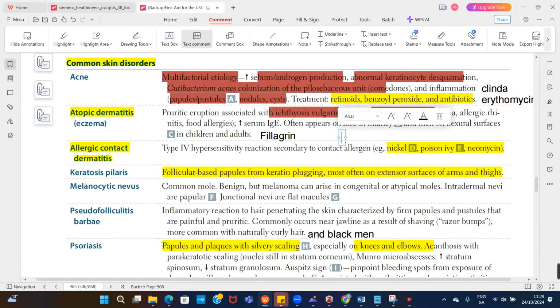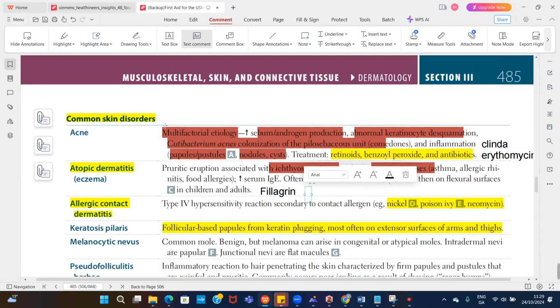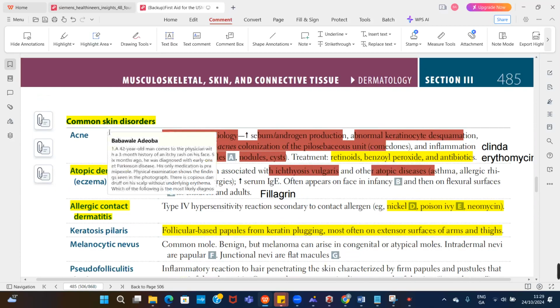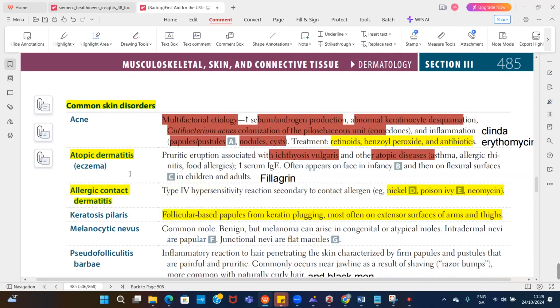That's number one. Number two is that you can allow for entry of microbes. The inflammatory response to the microbes allows for development of the lesion. So that is how filaggrin causes a problem in atopic dermatitis. Filaggrin is also mutated or also having problems in people with ichthyosis vulgaris. So keep that at the back of your mind.